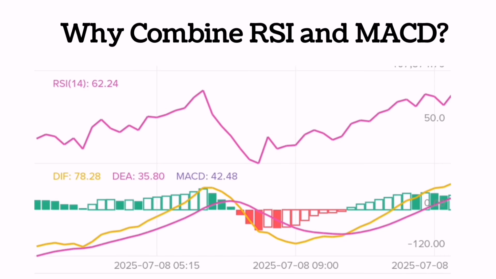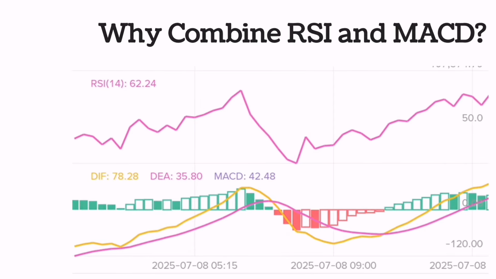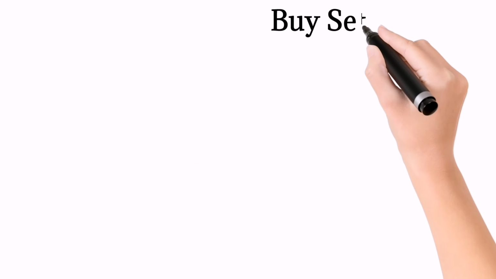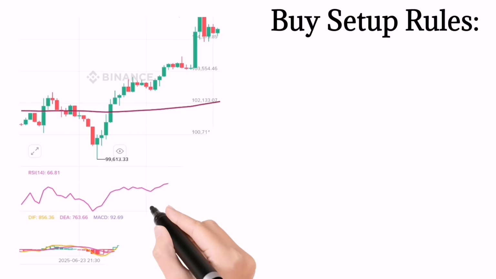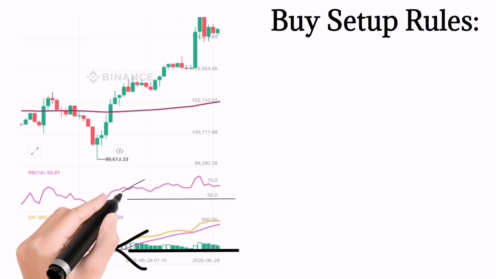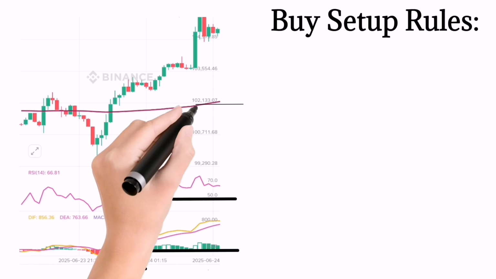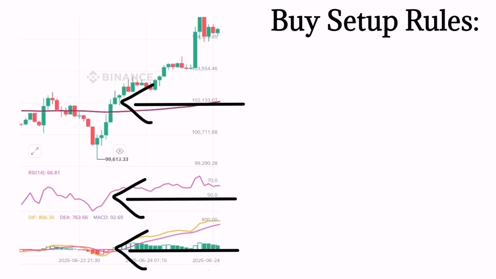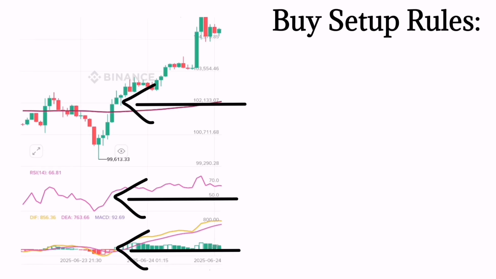RSI plus MACD combo strategy rules. Let's now define the exact rules for this strategy. Buy setup rules: 1. MACD line crosses above signal line. 2. RSI crosses above 50. 3. Price is above 200 EMA, optional filter. 4. Enter on candle close. 5. Set stop loss below recent swing low. 6. Set take profit at 1.5x to 2x risk or near resistance.